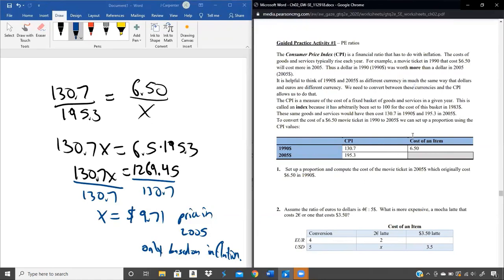So we have a 2 euro latte, the 2 euro latte, and then a $3.50 latte. Notice when they create the table, they did not sit them next to each other because that would not be the same currency. This is like the $1990. This is like the $2005. But we're not calling them those things.